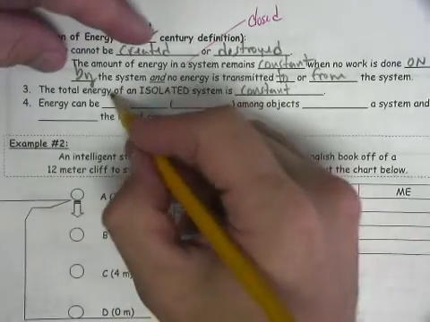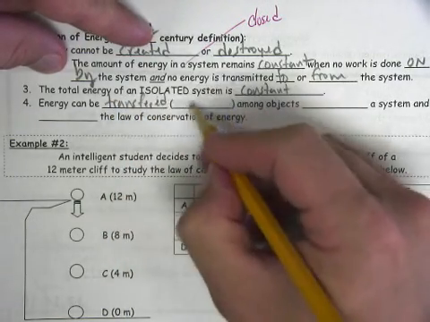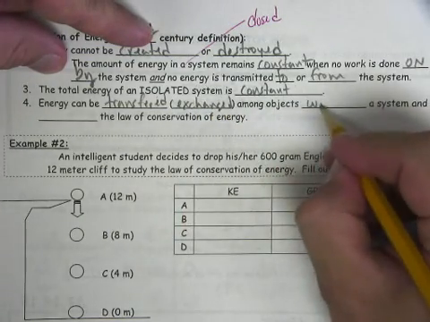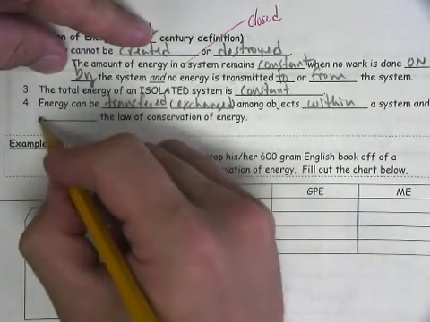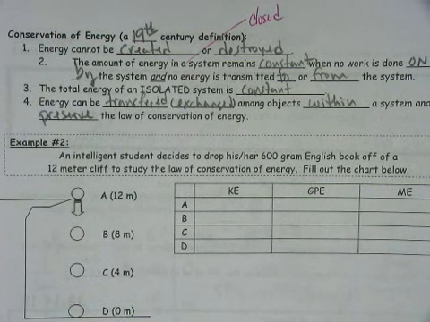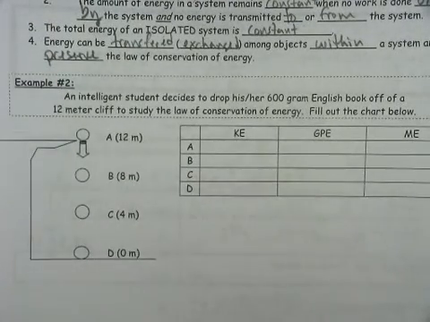And then the last one, energy can be transferred. Transferred means exchanged among objects within a system and still preserve the law of conservation of energy. All right, now that was a lot. But I would say for right now, the one you need to worry about is number one. Just the fact that energy cannot be created or destroyed. And we're going to use that as we move through the rest of these topics. And there it is. We'll start with example number 2, an example of conservation of energy, on the next video.